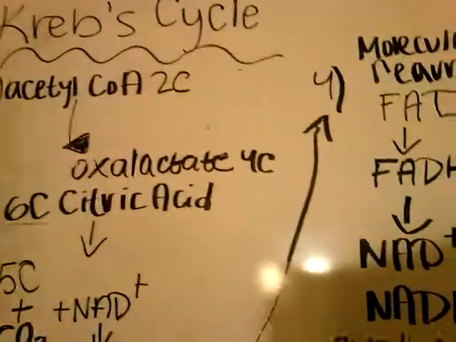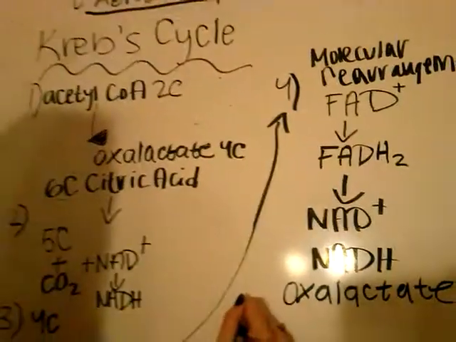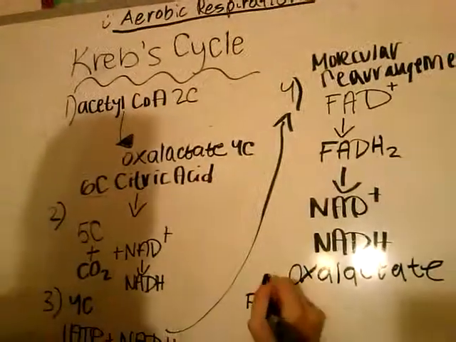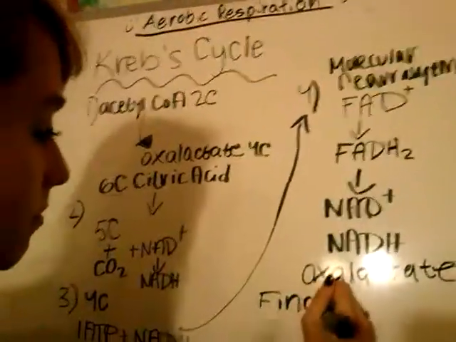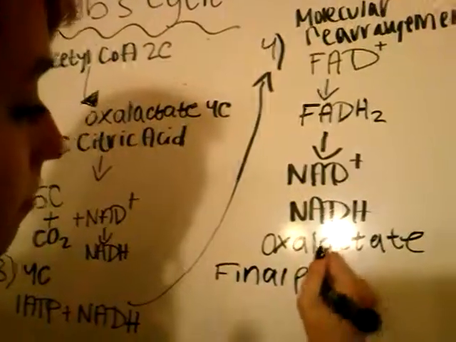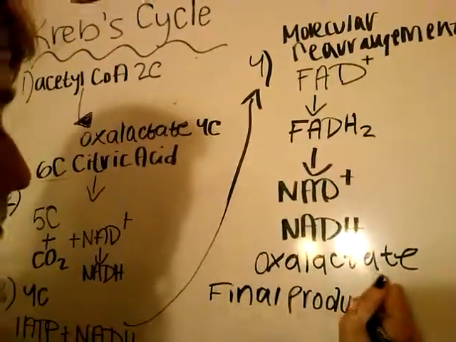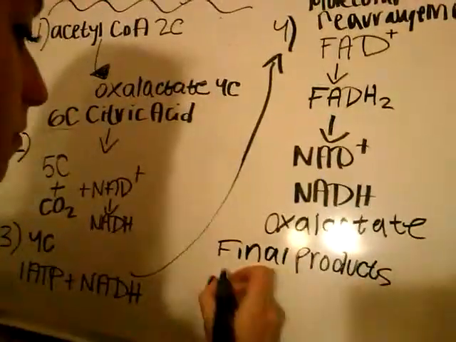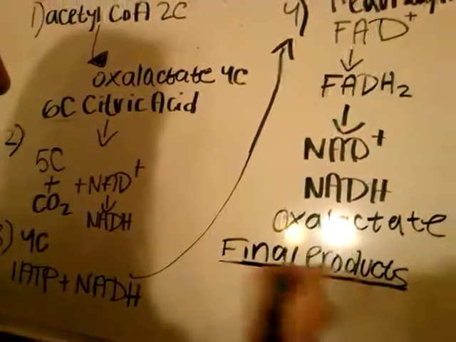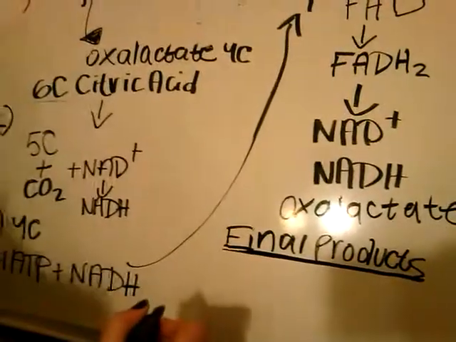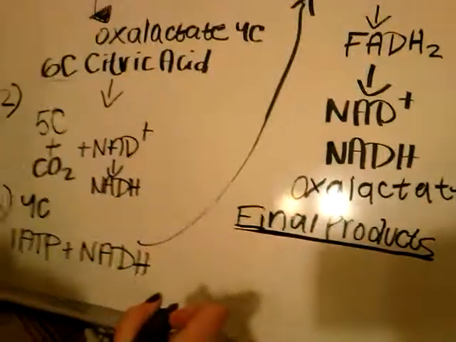And you know what the point of this is? The point is to slowly take energy away, to get a little burst of energy at a time. If not, say they converted it and just made all these ATP at the same time, the cell would explode. And I know that'd be cool to watch, but we'd all die. So, alright. Final products.